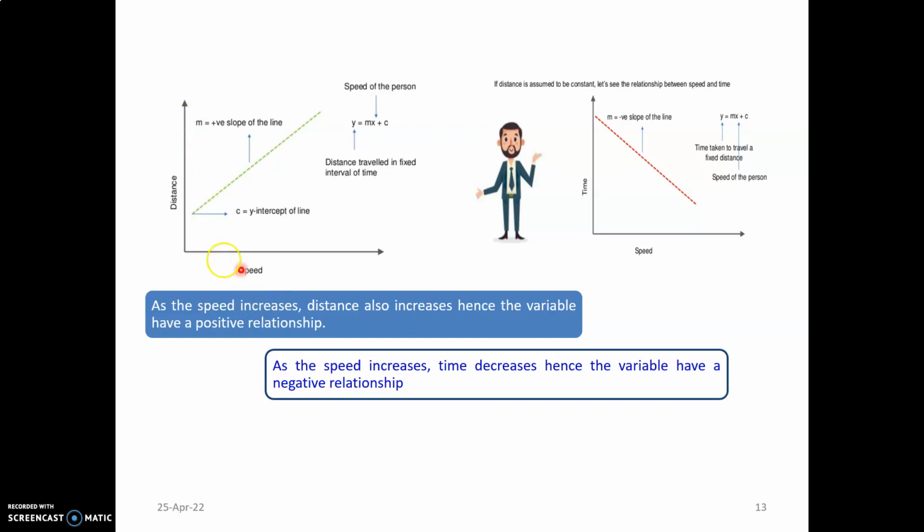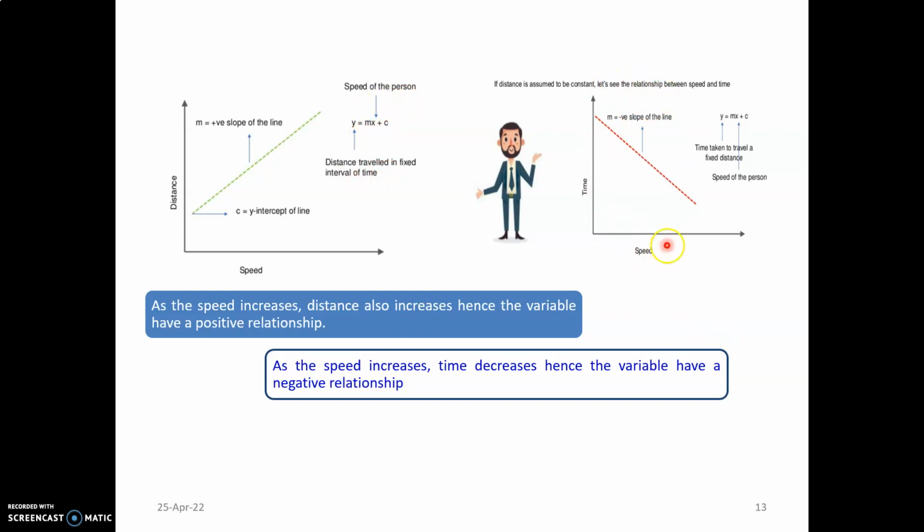The first graph represents the positive relationship. Speed increases, distance also increases. Here m is the positive slope of the line. C is the y-intercept of the line. So y equals mx plus c is the model, where x is the speed of the person.